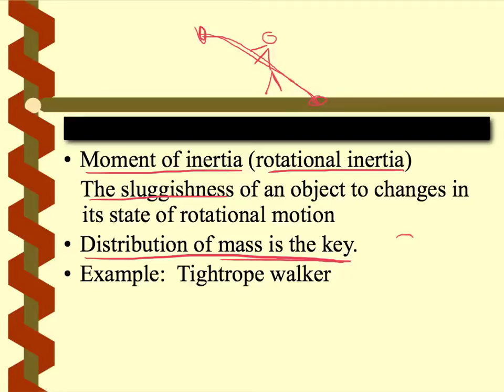So that being said, if I have a hollow cylinder and a solid cylinder, which is going to have the greater rotational inertia? The one that has the mass spread out is going to have the greater rotational inertia.